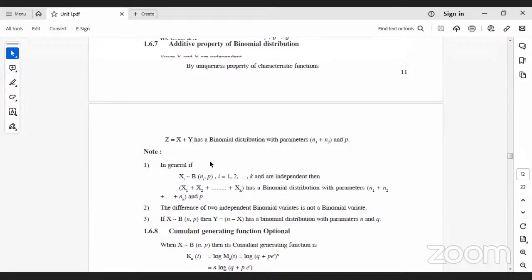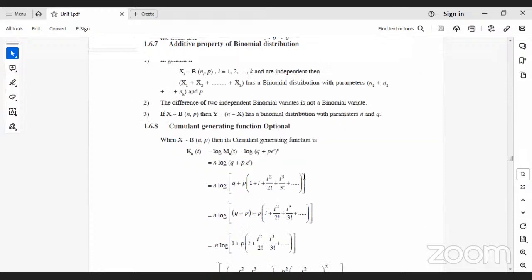If X follows B(n, p), then n minus X is a binomial distribution with parameters n and q. Very important: the cumulative generating function is optional.